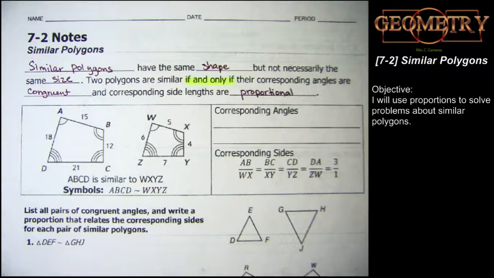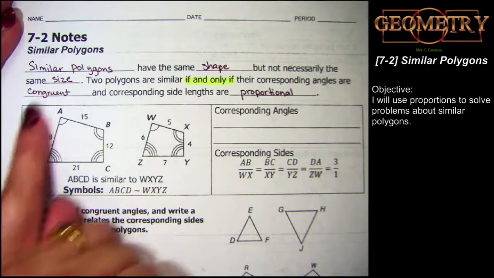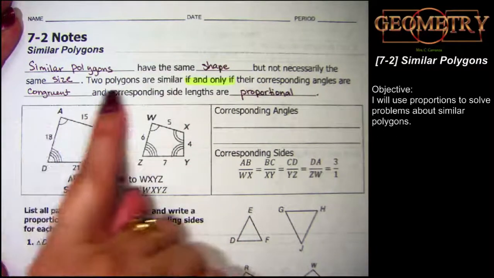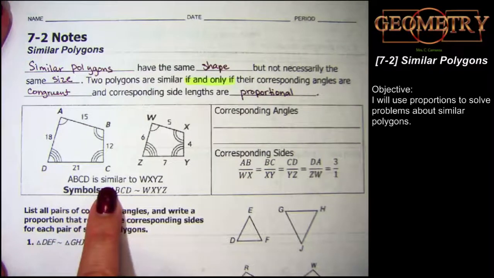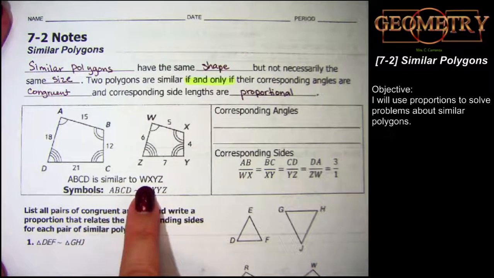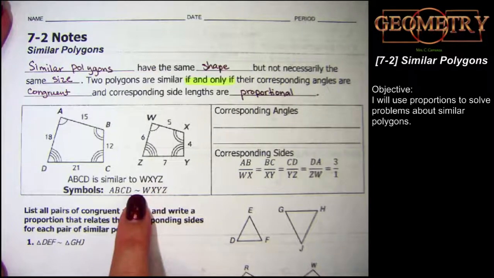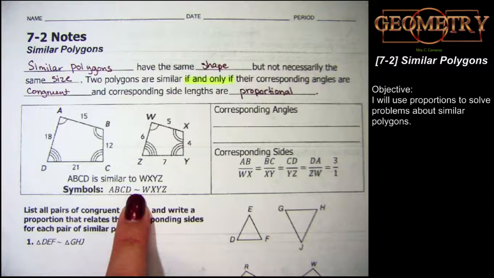Let's take a look at this graphic right here and see what it tells us. It says that ABCD is similar to WXYZ. And notice the little symbol for is similar to. It's the congruent symbol, except we took out the equals, because it doesn't have to be equal in size.